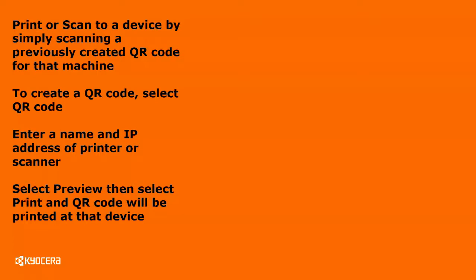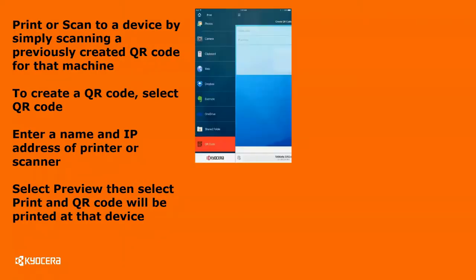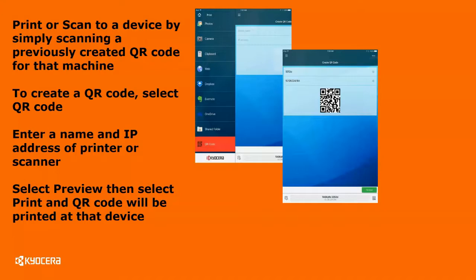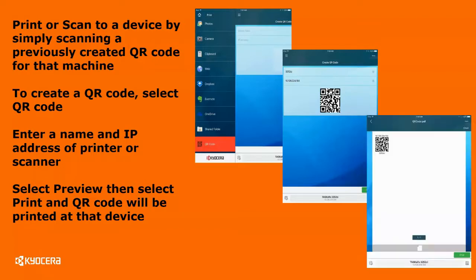So we're asking, what is a QR code? So let's create a QR code. First, to create a QR code, you're going to press QR code on the app, enter the name and IP address of the device, select Preview, and then select Print. And a QR code is going to be printed at that device. It's going to print out a sheet of paper, usually 8.5 by 11, with that QR code on it.